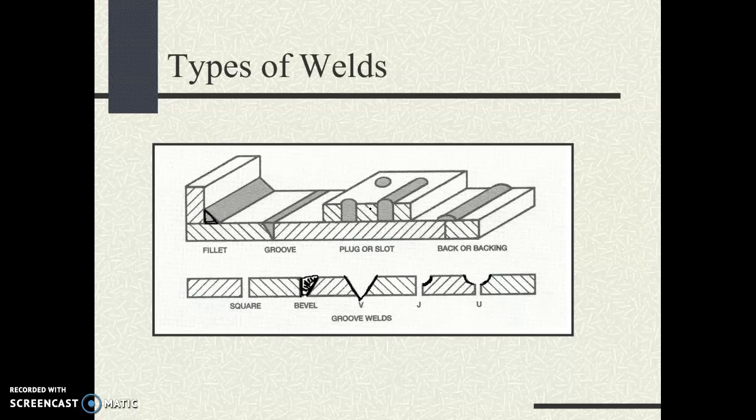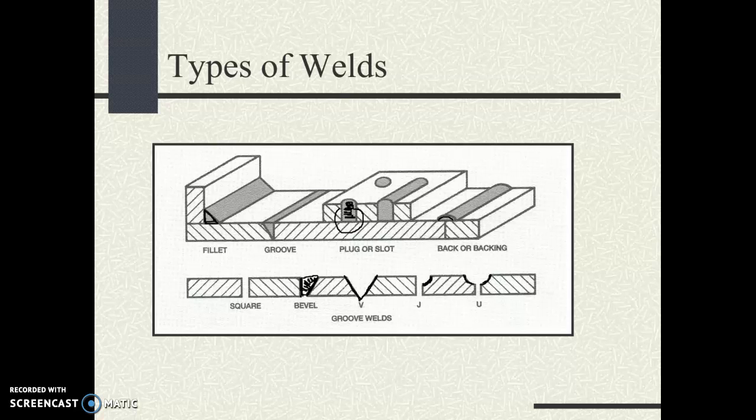A plug or slot weld is used when you have one plate sitting on top of another, and you have a hole or a slot cut into it, and you basically fill that up with weld material, and that welds all of these pieces together, the top and bottom, and the weld material actually fills up the hole. And then if you just lay a bead of weld on top of the two pieces that are butt joined without allowing for a groove here, that is what we call just a back or backing weld.